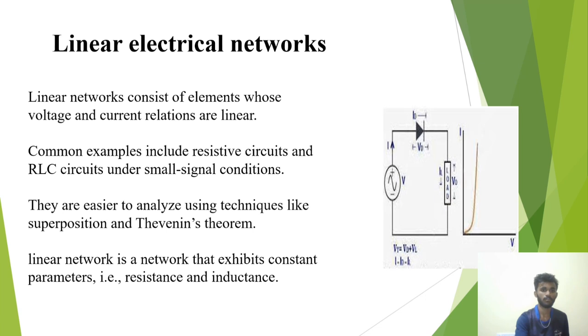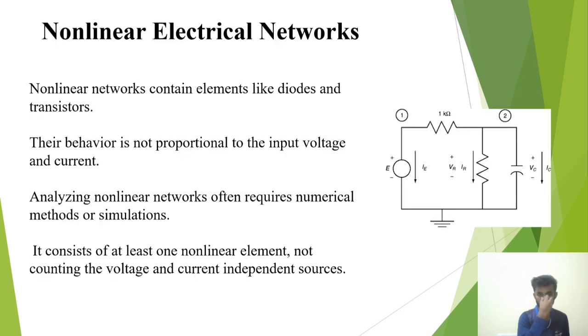Linear electrical networks. A linear network consists of elements whose voltage and current relations are linear. Common examples include resistive circuits and LRC circuits under small signal conditions. They are easier to analyze using techniques like superposition and Thevenin's theorem. A linear network is a network that exhibits constant parameters, resistance and inductance.